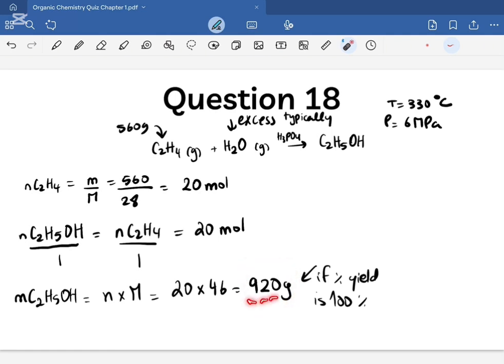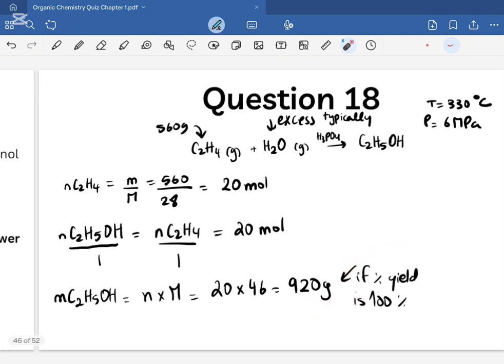So these are 3 significant figures. I could add a dot over here so that the zeros should be counted. So if the percentage yield is 100%, the mass produced is 920 grams.